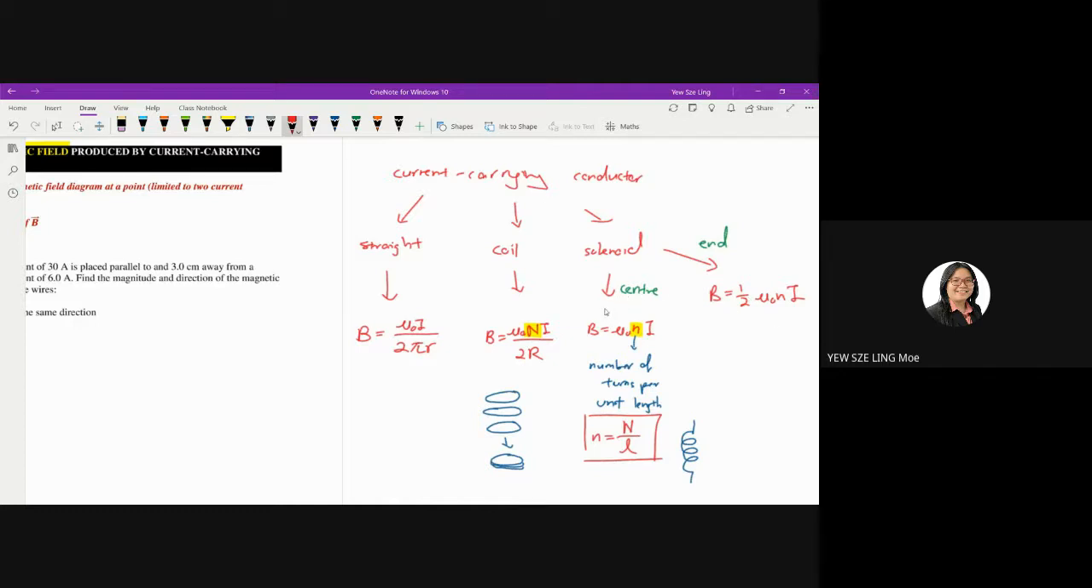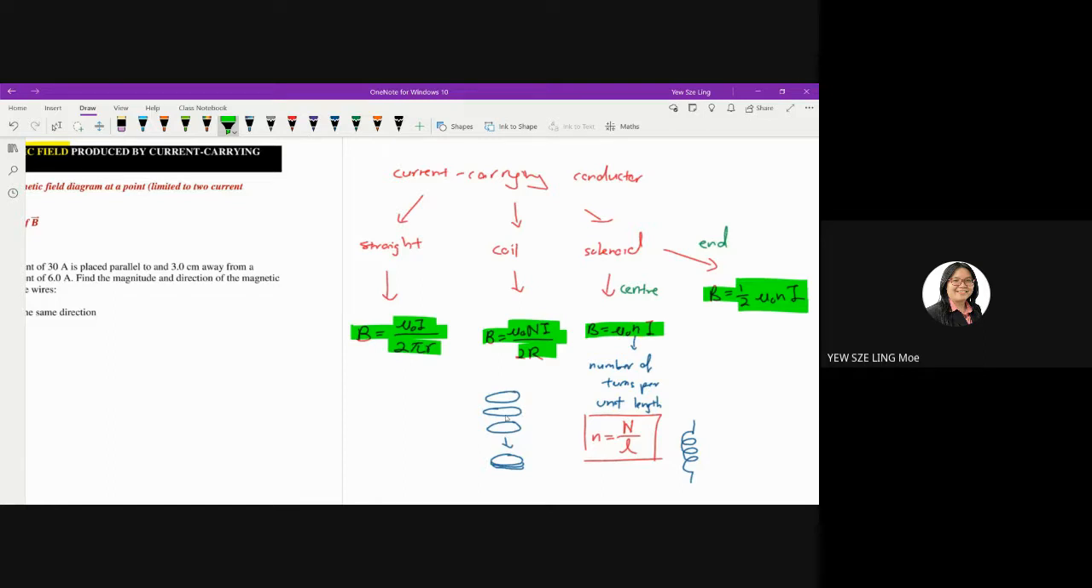Once you're able to identify the type of object that you're looking at, it shouldn't be an issue for you to solve the questions. Why? Because you have just one equation for each object. When it comes to a straight conductor magnetic field, you have just this equation. When it comes to a circular coil, you just have this equation. When it comes to a solenoid, if you're asked to calculate at the center, you have this one equation. If you're asked to calculate the magnetic field at the end of the solenoid, then you have just one equation. So there's nothing much to do. All you have to do is select the right equation according to the object given.